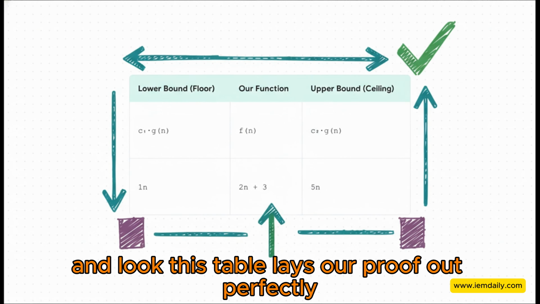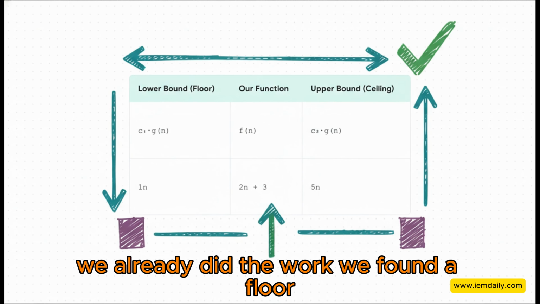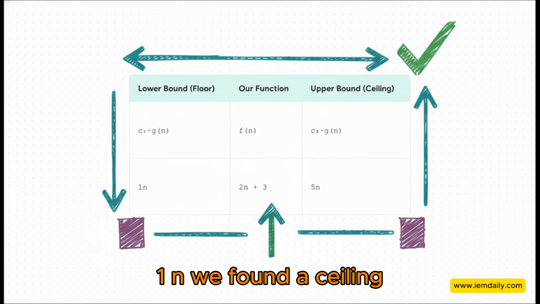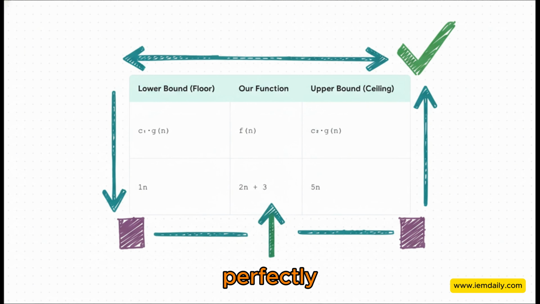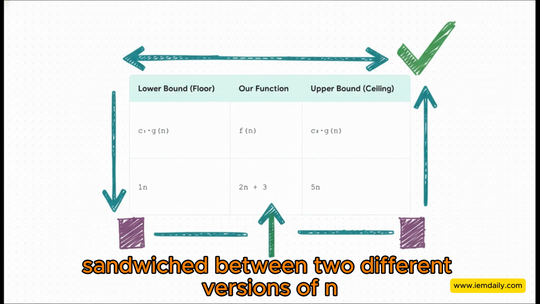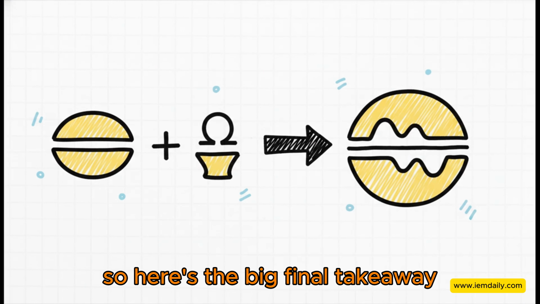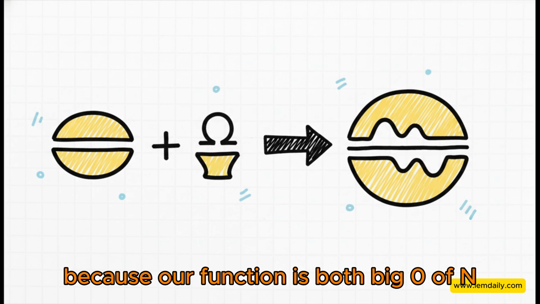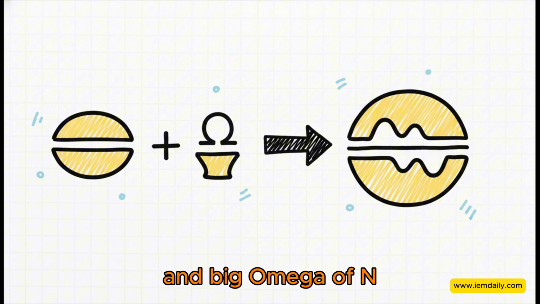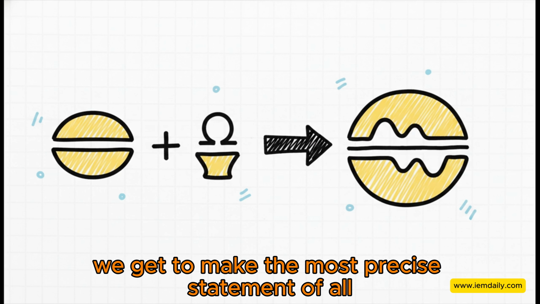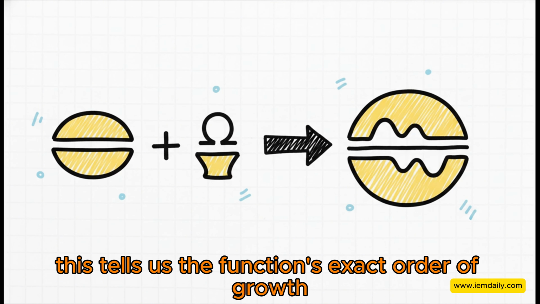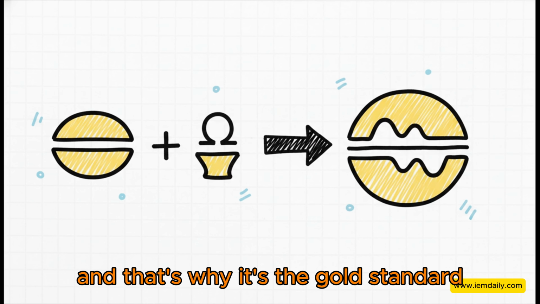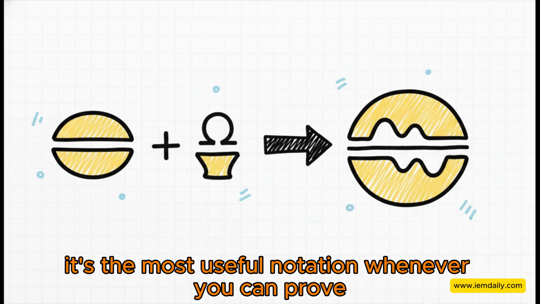And look, this table lays our proof out perfectly. We already did the work. We found a floor, 1n, we found a ceiling, 5n, and our function, 2n plus 3, is sitting right there in the middle, perfectly sandwiched between two different versions of n. That's everything we need. So here's the big final takeaway. Because our function is both big O of n and big omega of n, we get to make the most precise statement of all. It is theta of n. This tells us the function's exact order of growth, and that's why it's the gold standard. It's the most useful notation whenever you can prove it.